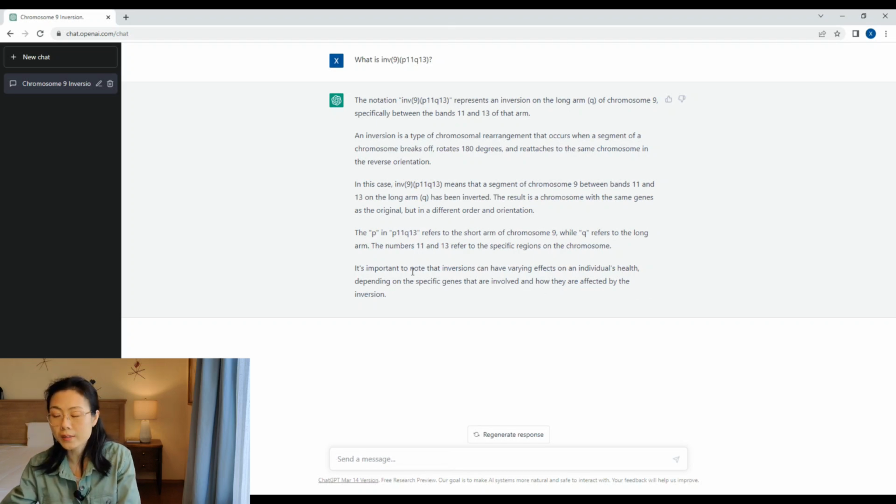So am I happy with this answer? I think this is adequate from a chatbot. It gives a general description of what this event is, and then it gives somewhat of a general term. Then it goes on to explain the meaning of it clinically. Then it points out the effect can vary. So I think as a general answer, this is pretty good.